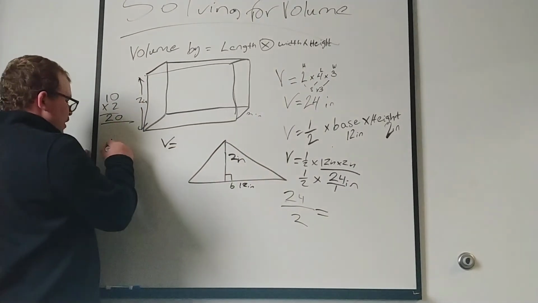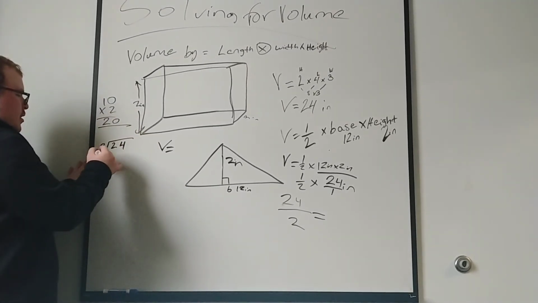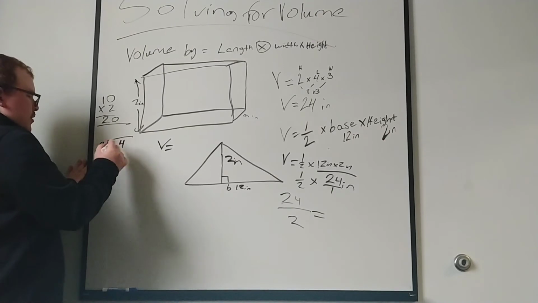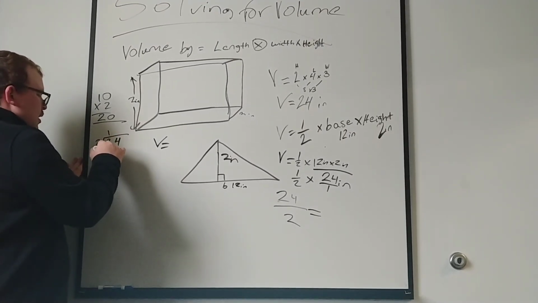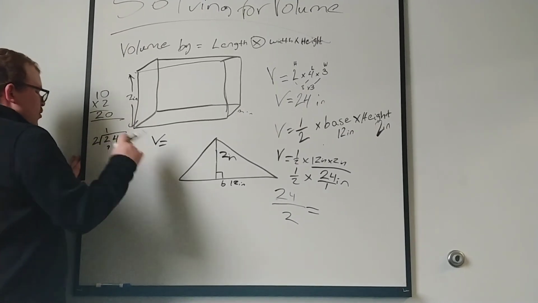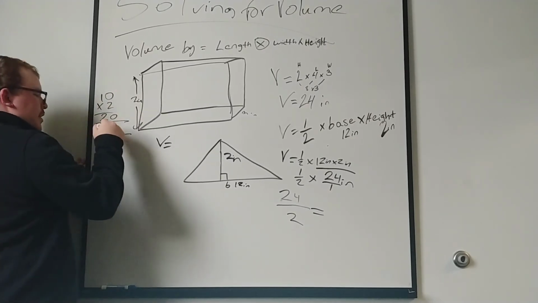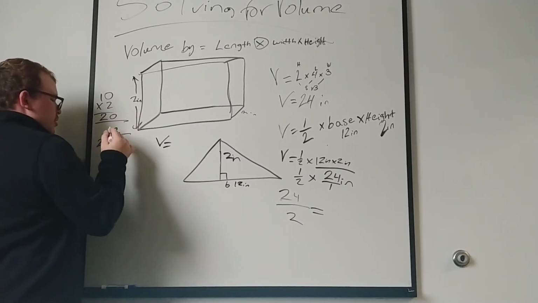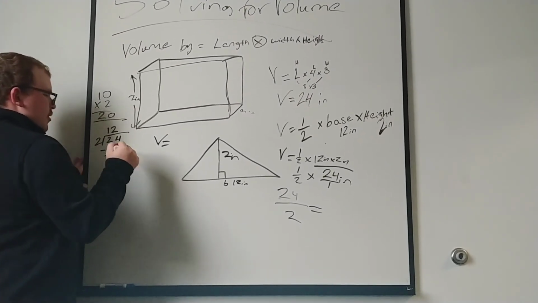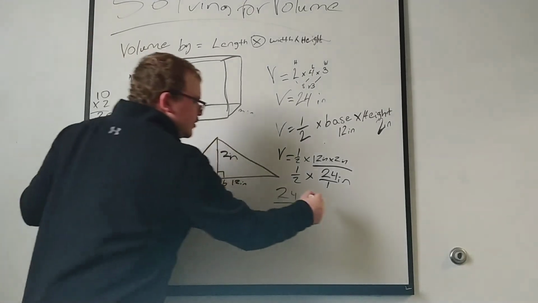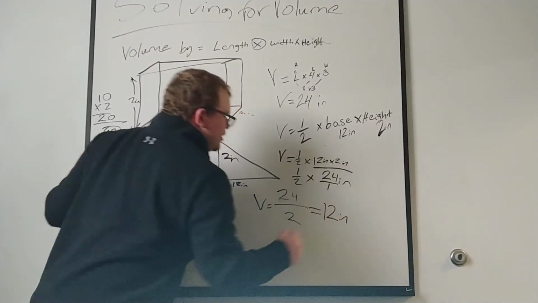Let's do what we've learned, our long division. Does 2 go into 24? Yes, 12. So if we did 12 times 2, it would be 24. So 12. Our volume would equal 12 inches.